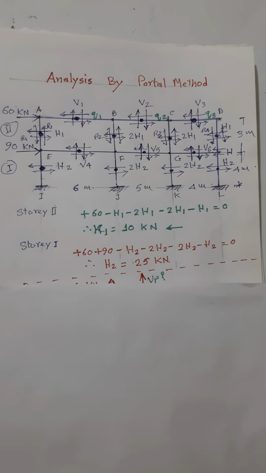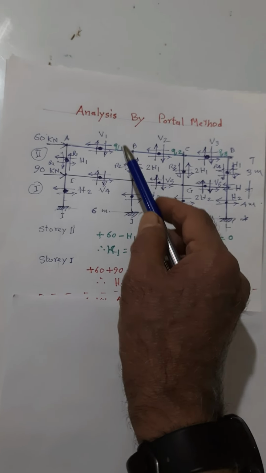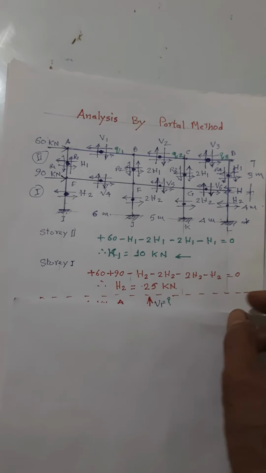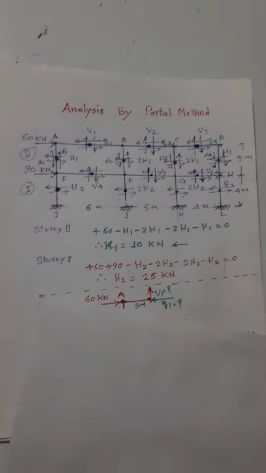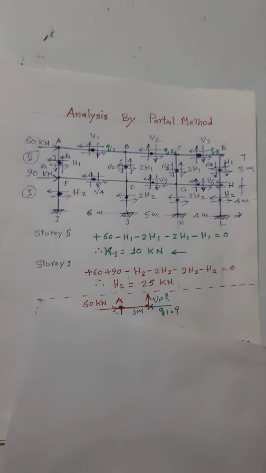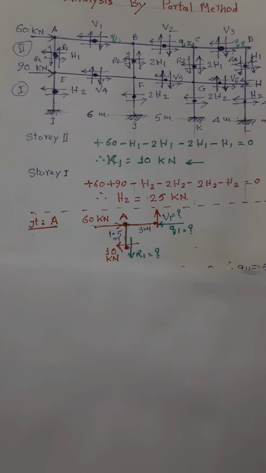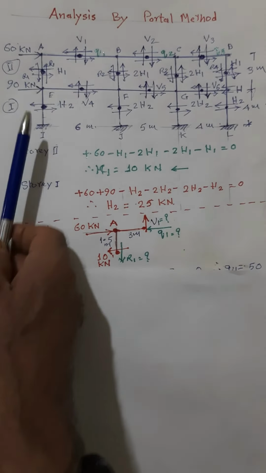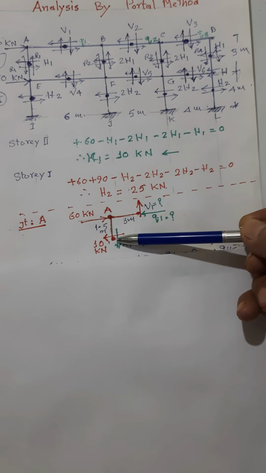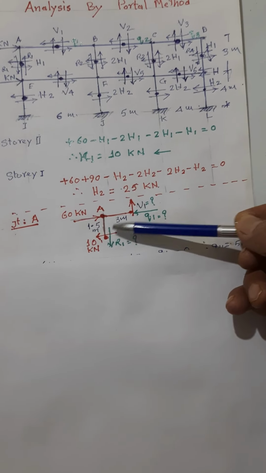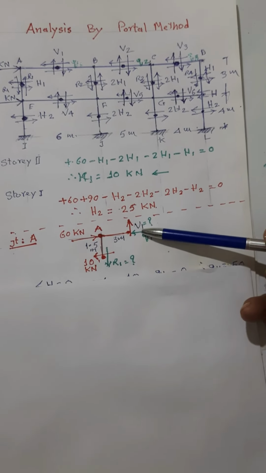Once this part is over, then we'll go for seeing every joint, and we'll try to calculate the vertical shear at the point of contraflexure, vertical forces at the point of contraflexure, as well as the horizontal force. First of all, we go for the first joint A. Now you can see this force is given, this force is also given, and the rest, this is not known to us, this is not known to us, this is also not known to us.